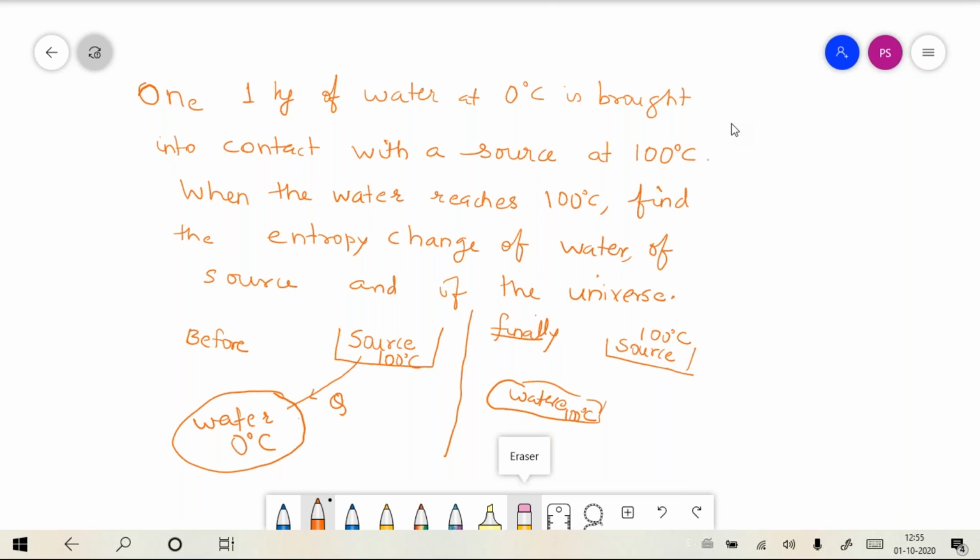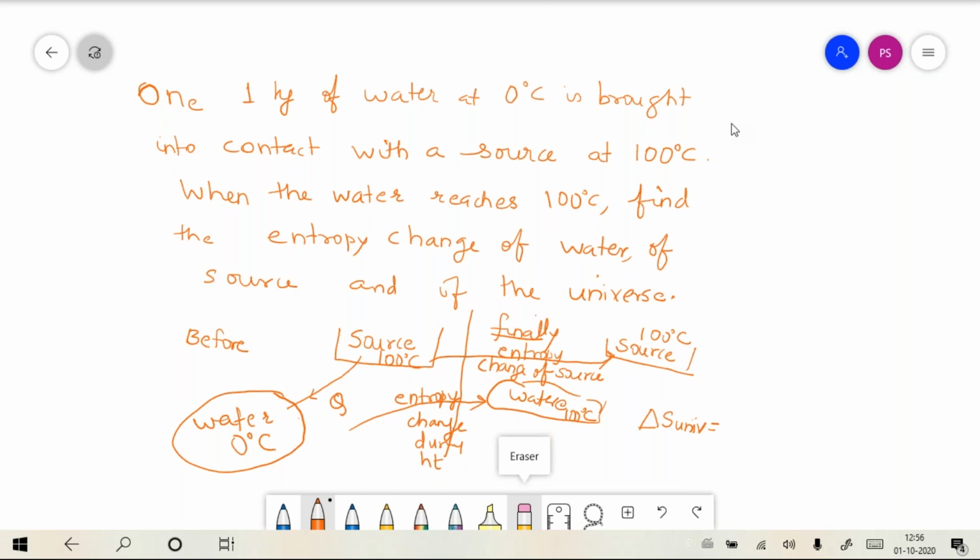You need to find the entropy change of water during the heat transfer. You need to find the entropy change of the source during this heat transfer, and you need to find the entropy change of the universe, which would be nothing but the entropy generation because of irreversible heat transfer. So calculate this and tell me the answer.